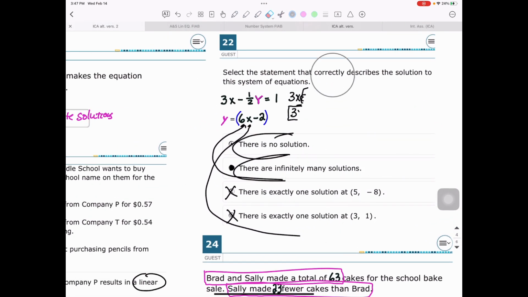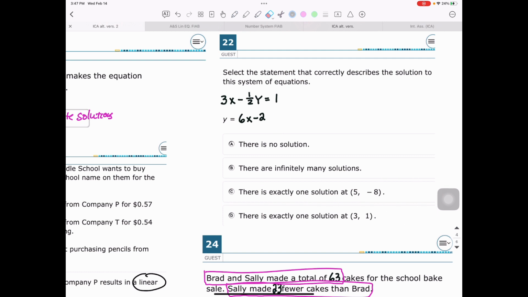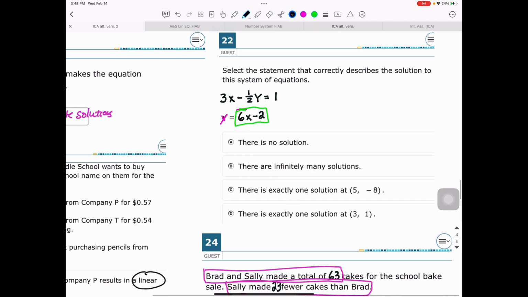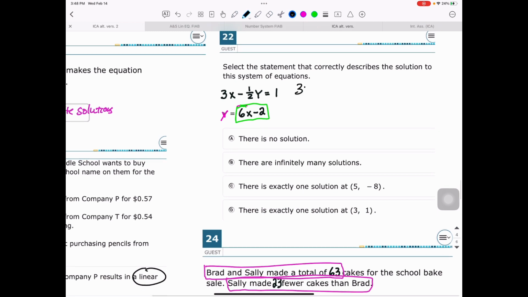Okay, let's see. Anywhere I see, I'm not even reading the instructions, anywhere I see a y, I can plug in 6x minus 2. So over here, I see a y up there. So 3x minus 1/2, I'm going to take the y out, and I'm going to plug in 6x minus 2 equals 1. I've got 3 x's.